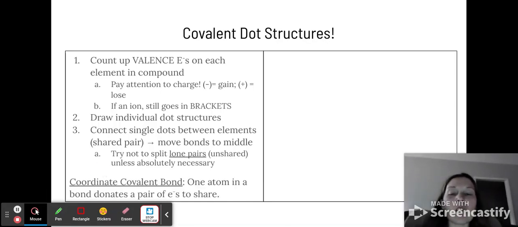And then we have what's called a coordinate covalent bond. And this is where one atom in the bond donates a pair of electrons to share. So in class, you may want to ask me about the pool house. That's like a weird example that I give to help this make sense.